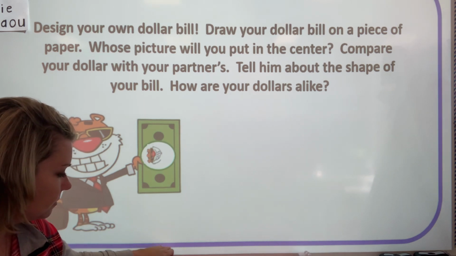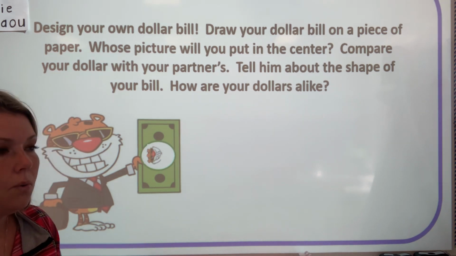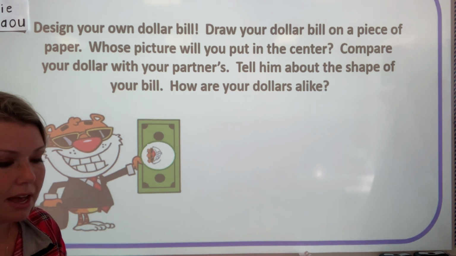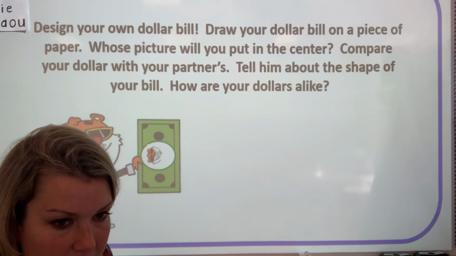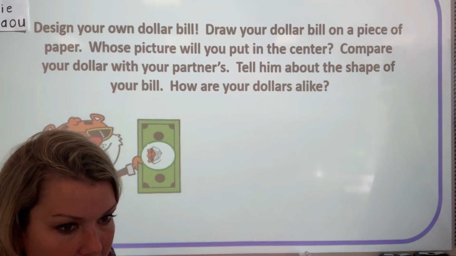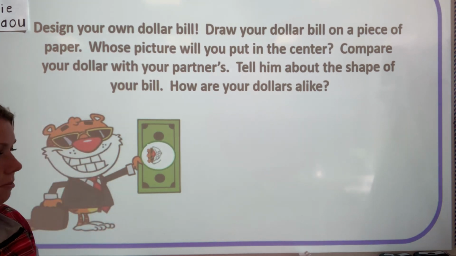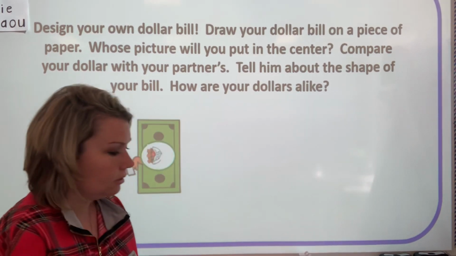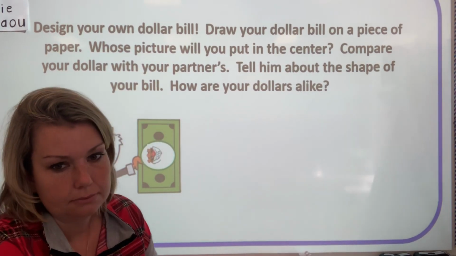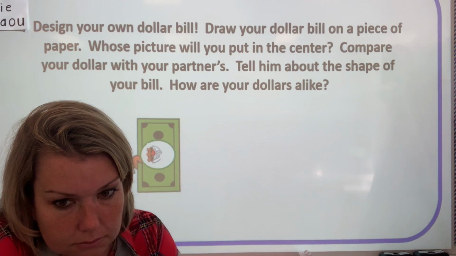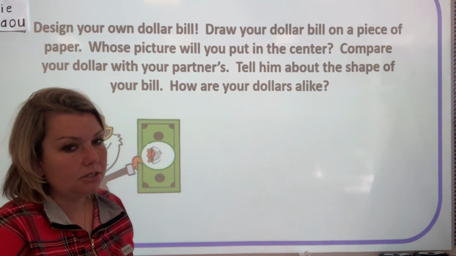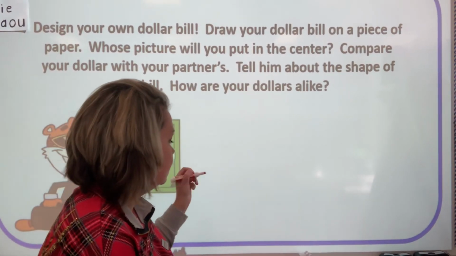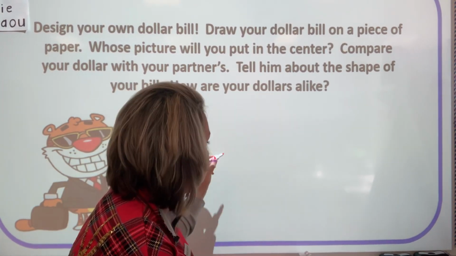Draw a rectangle for the dollar bill shape. Oh, a rectangle. Well, how do I draw a rectangle? I might need some help with that. I draw a rectangle, but I'm not sure how to do that. Anya, can you help me? You have to make sure it has 4 corners and 4 straight sides and it's closed. Okay, so Anya told me I need to make sure it has 4 corners and 4 straight sides.